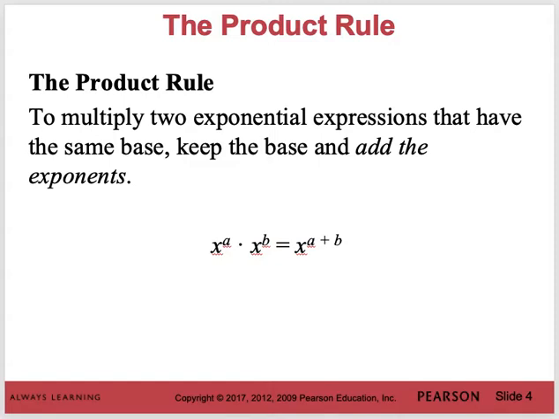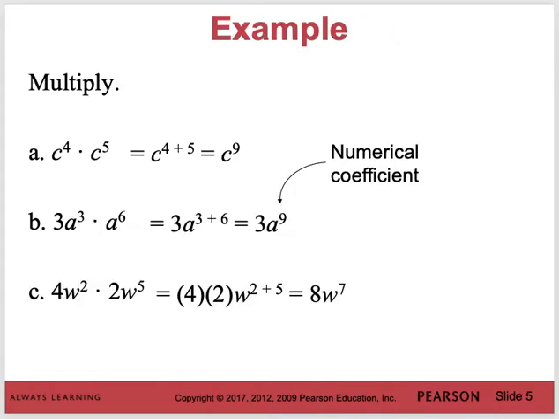So for example, if I had 3 raised to the 2nd power times 3 raised to the 3rd power, it's the same as saying 3 raised to the 2nd plus 3rd powers, or 3 raised to the 5th power. Here are some other examples using that same product rule.